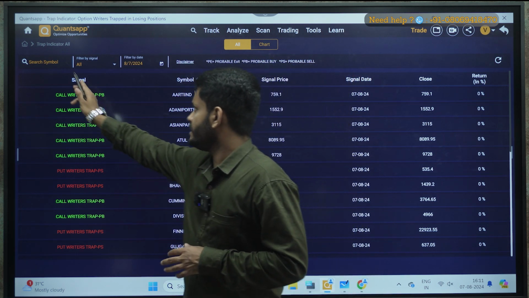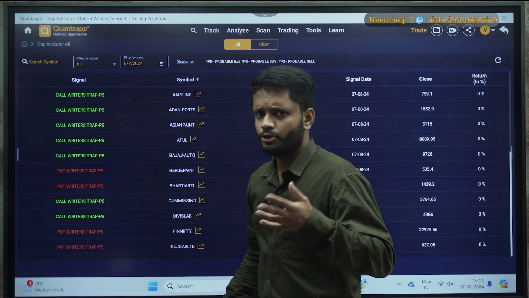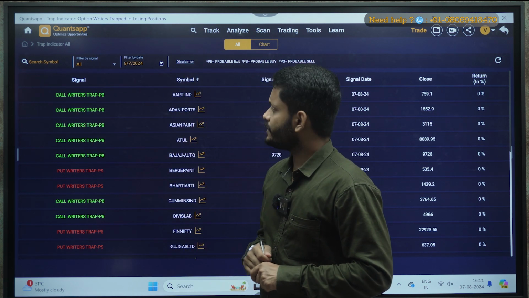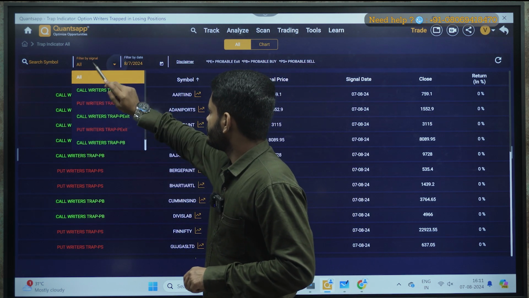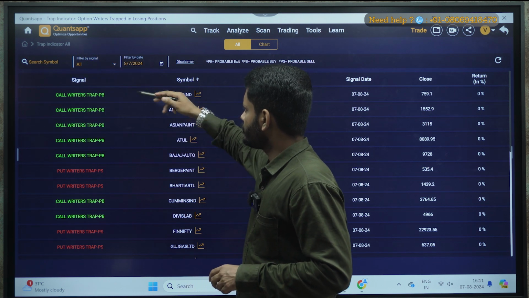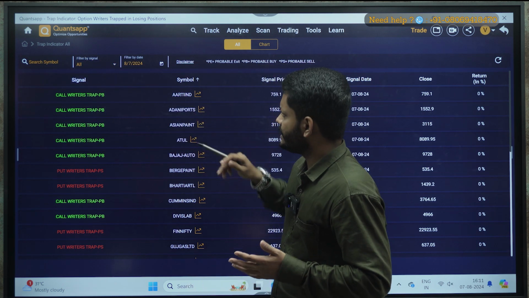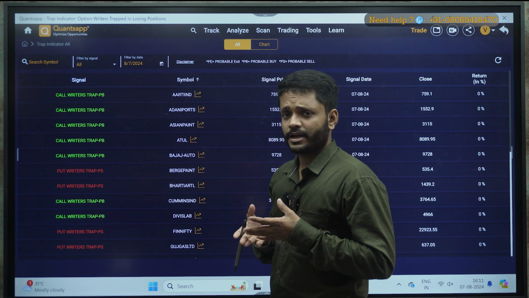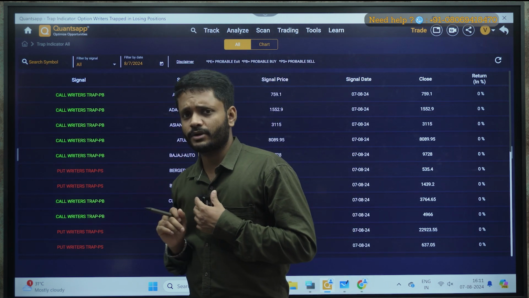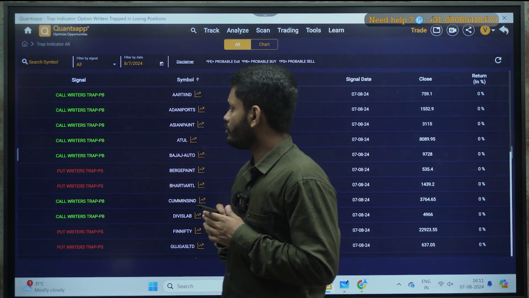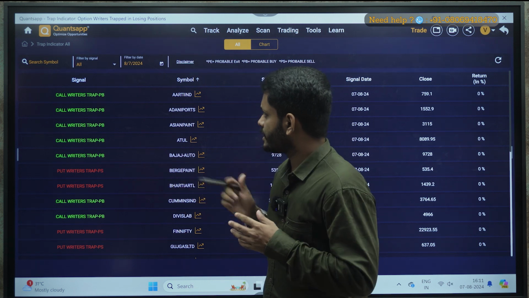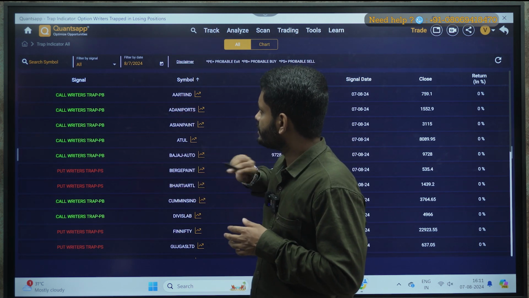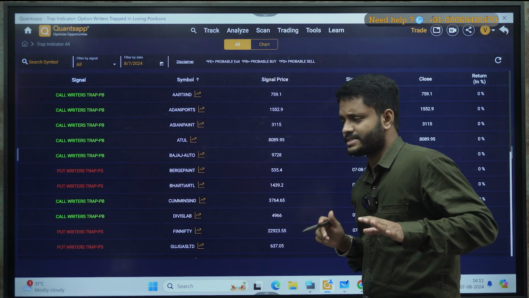So here there is an option to search a symbol, you can go and check any stock whichever you want, and there is a filter by signal, but usually you need not filter anything. But if you want to specifically check bullish stocks, you can filter by call writers trap. If you want to check bearish signal stocks, then filter by put writers trap. Now for the filter by date, I want to check today's signals, correct?